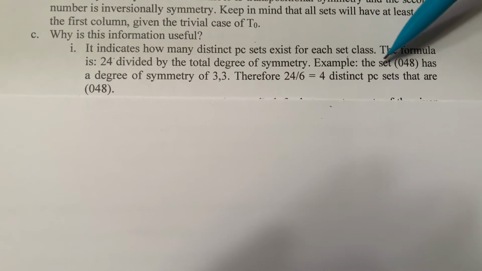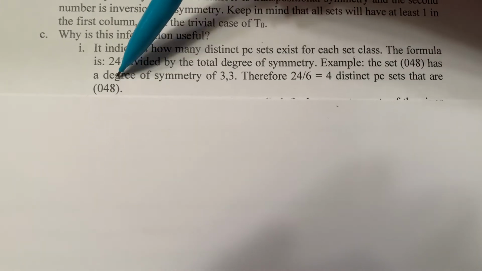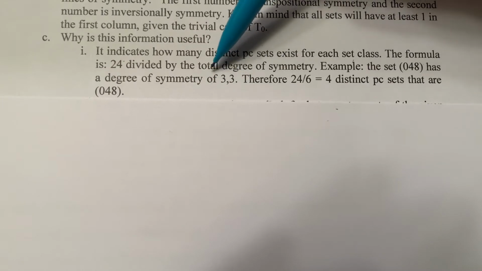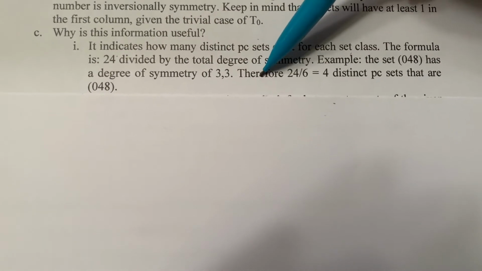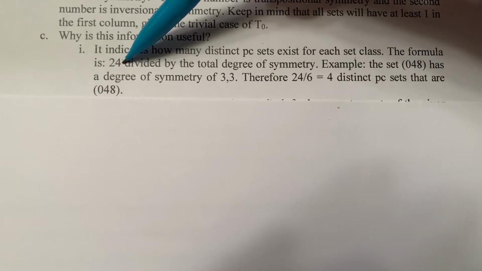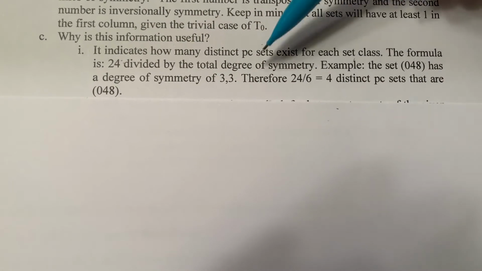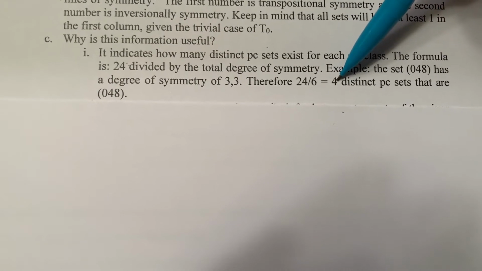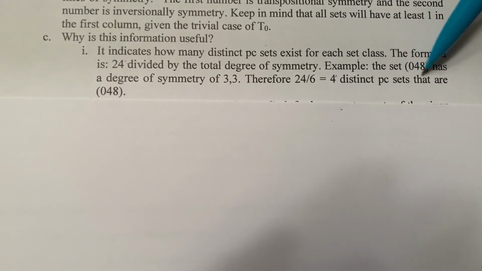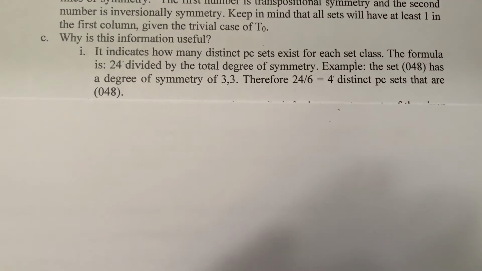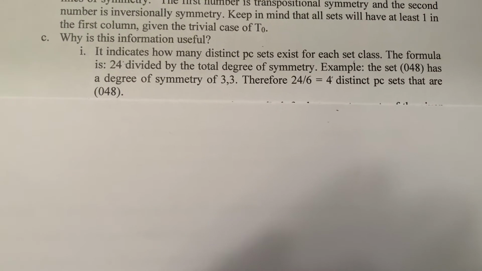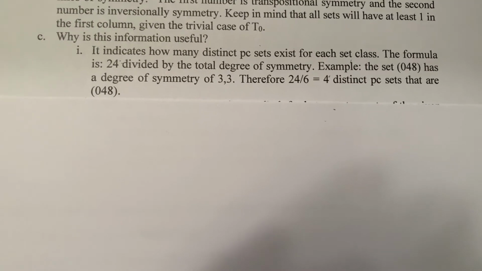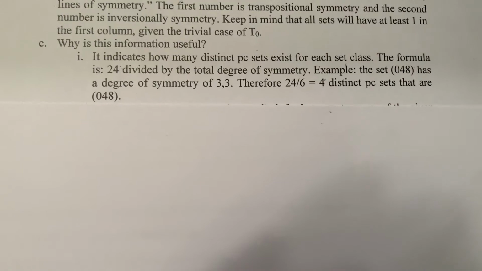For example, the set 048 has a degree of symmetry of 3, 3. So 6 things in total, right? Therefore, what you'll do is take 24, which is the ultimate, divide it by the total degree of symmetry, which here is 6 total, and you'll get 4. That means there's actually only 4 048s. We already knew that, though, didn't we? We already knew that there are only 4 augmented triads. So this is telling us some stuff we already knew, but it's using this kind of theory to figure that out.